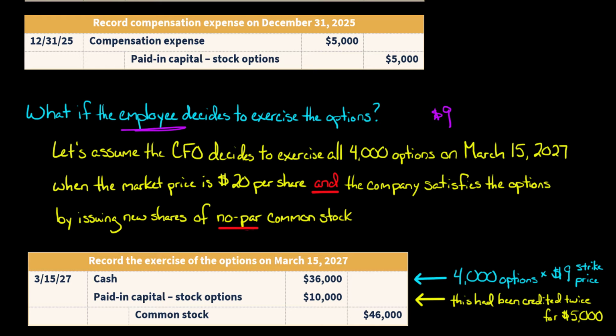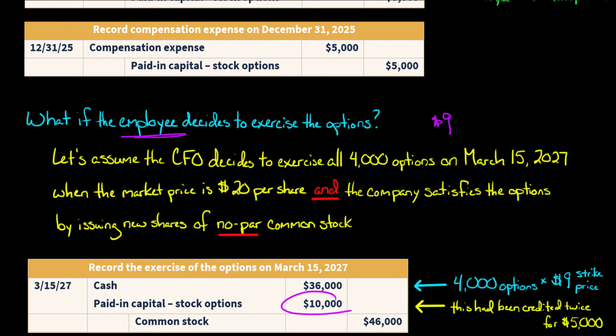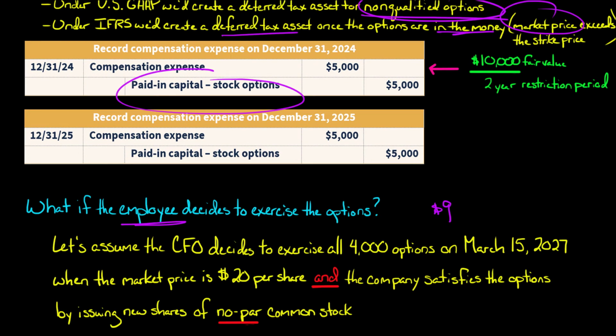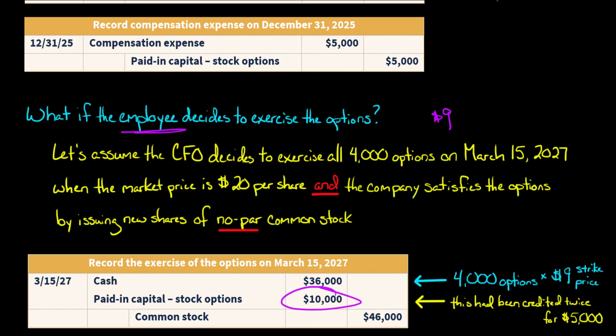Now, we're going to debit paid-in capital stock options here. Okay, and why am I debiting this for $10,000? Well, if you look back before, we had credited paid-in capital stock options twice for $5,000. So the balance in that account is $10,000. And what we're going to do is debit that and say, you know what, that's not related to stock options now because those stock options have been exercised. And so now we're just going to credit the common stock account.